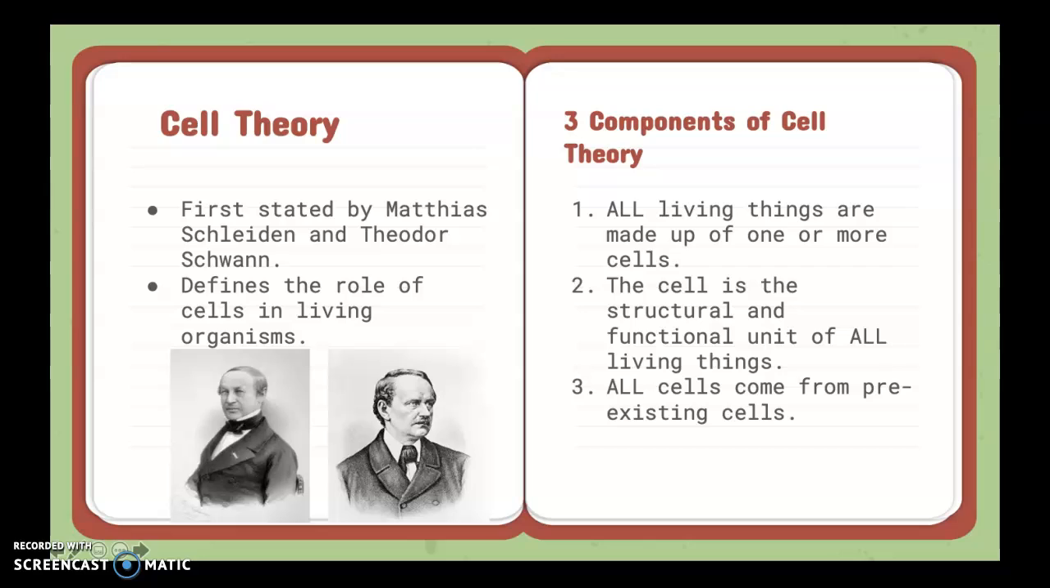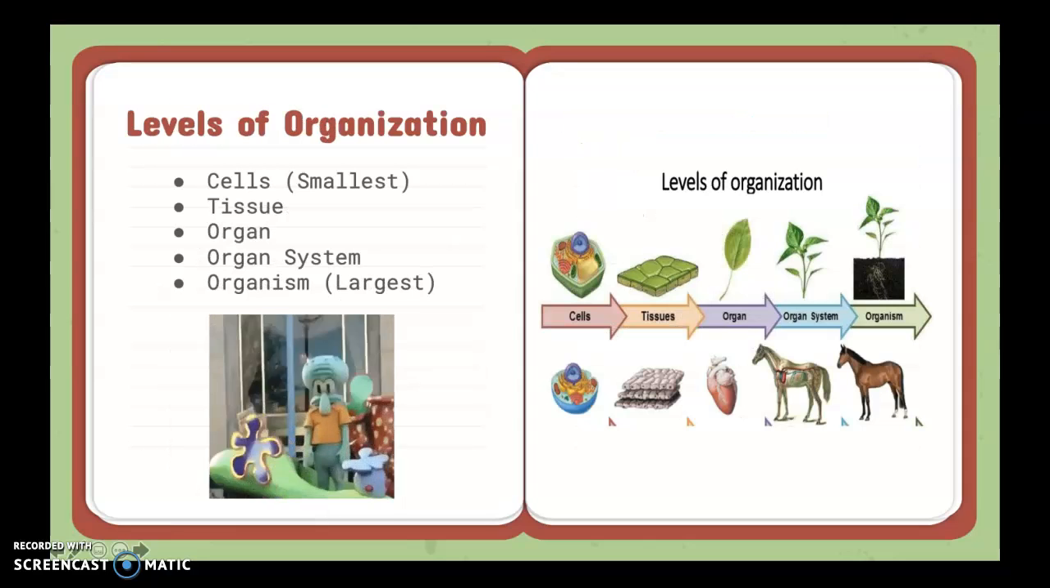There are three components to cell theory, and you do need to know these three components. First off, all living organisms are made up of one or more cells. Every single thing that is considered life is made up of one or more cells. The second is that the cell is a structural and functional unit of all living organisms. It's the basic unit. And the third thing is all cells come from pre-existing cells. Those are the three components of cell theory from these two gentlemen.